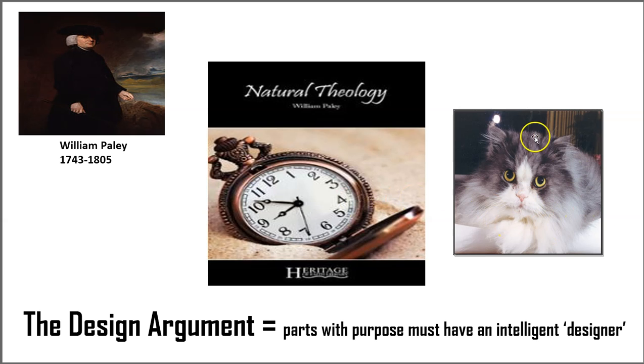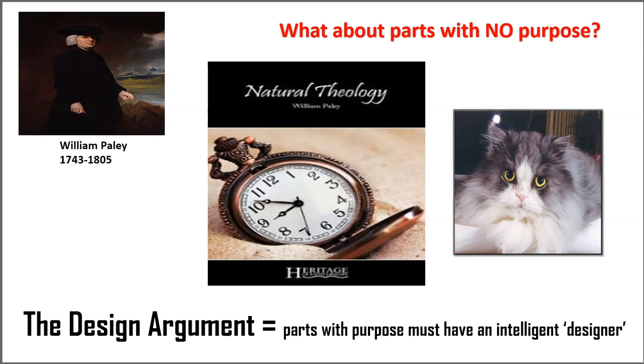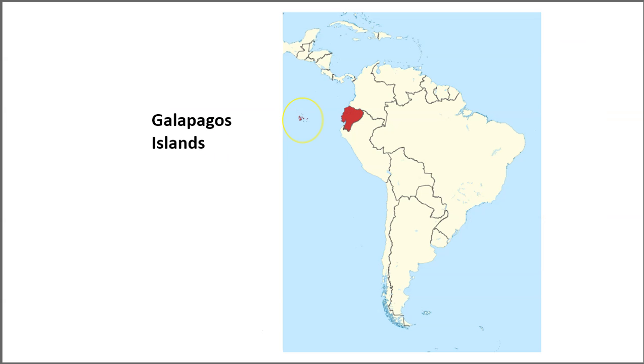Well, so too with all the animals and plants that have adaptations. So the design argument basically is saying when you find parts with purpose, it must have had an intelligent designer. So then what about parts with no purpose? What are we to make of that?